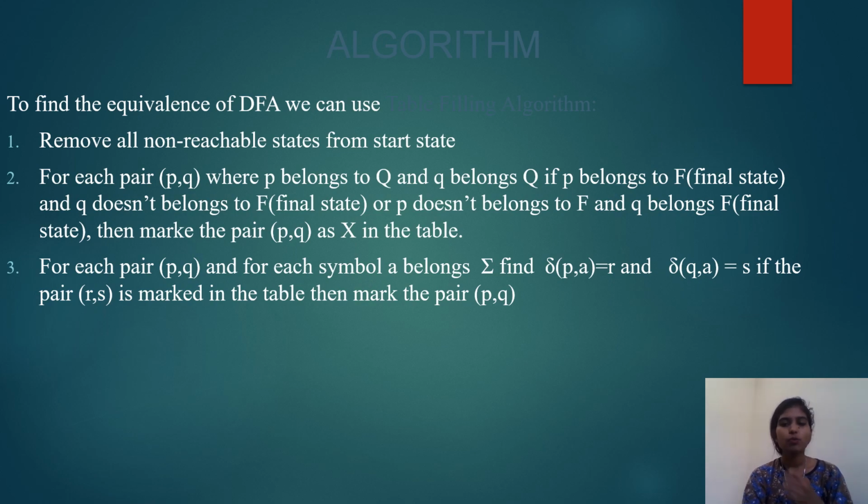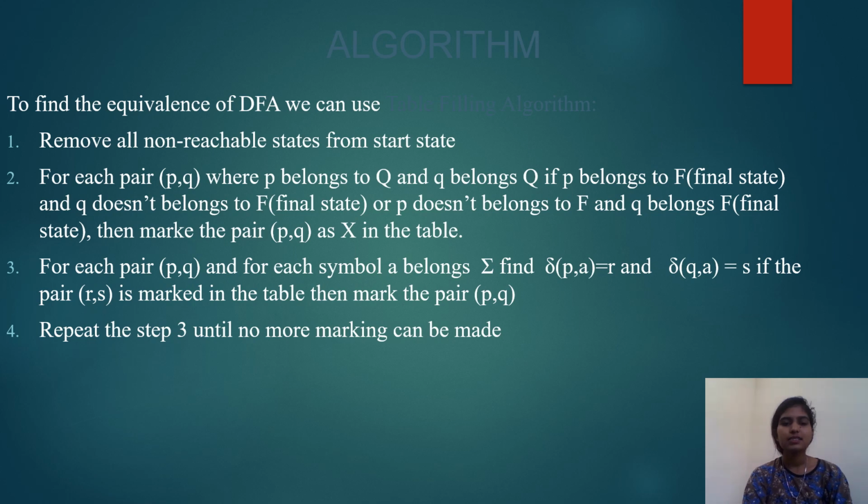If the pair of P and Q is marked in the table, repeat step 3 until no more marking can be made, and then combine the unmarked states.